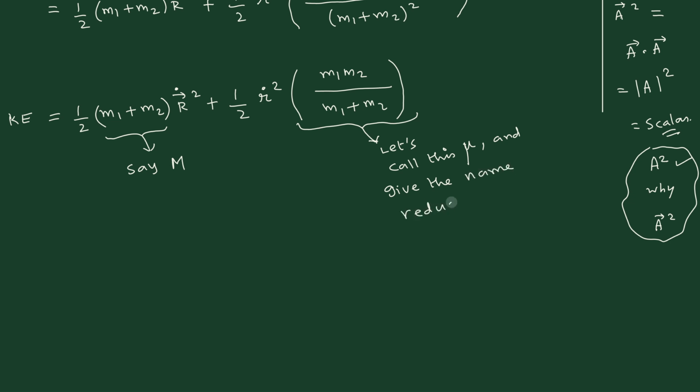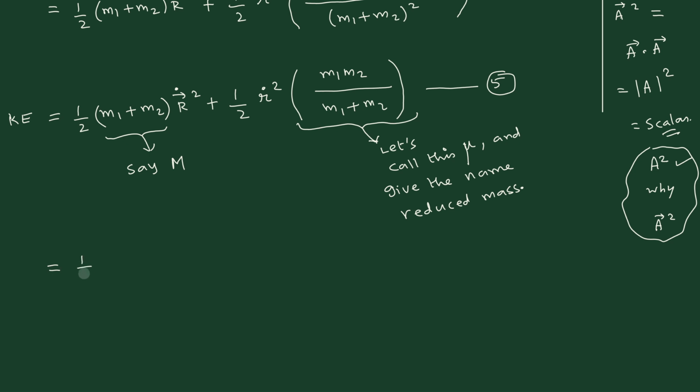And why are we giving this name? That's fine, we'll tell you. But whether you give the name or you don't give the name, it doesn't matter. Finally, this is the equation that you have. Let me write down some equation number 5. Equation number 5 will not change whether you give the name reduced mass or not. We give the name and then write it in a simplified way.